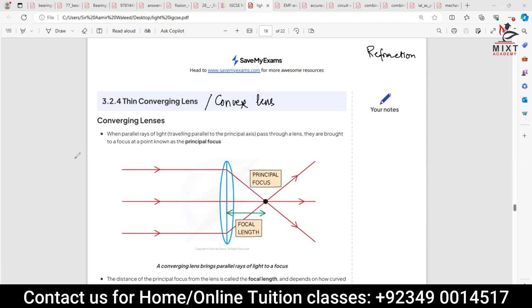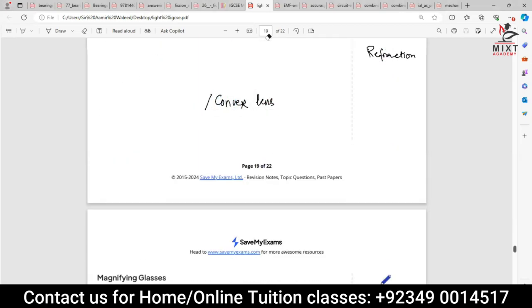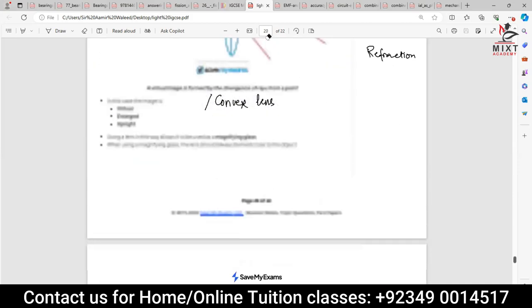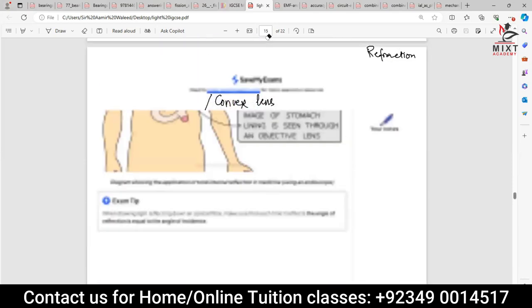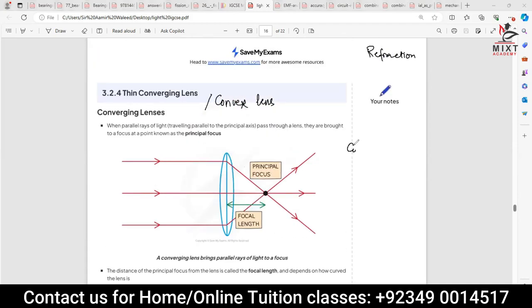Okay. Now, if we proceed further, I will come back to this in a minute. But first, convex lens is this. There is another lens, and there is a name for that. That lens is called a concave lens, and it is also called a diverging lens. So there are two types of lenses. One is called a converging lens and the other one is called a diverging lens. These two lenses are actually performing your refraction.